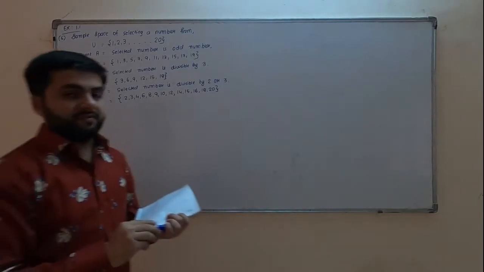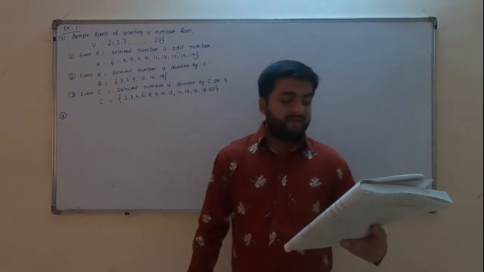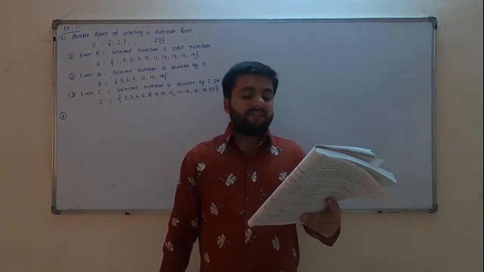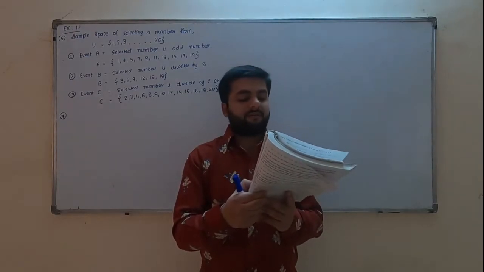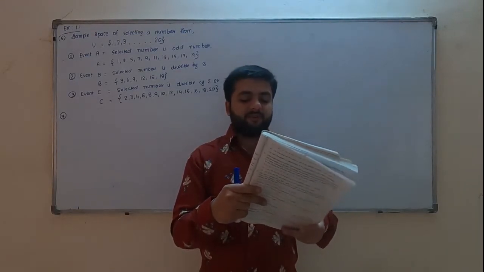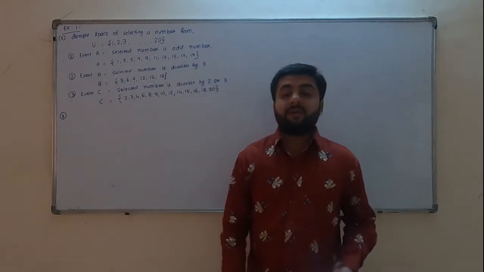Now going for the 7th sum. You just have to show the elements, very easy sums. One family is selected from the families having 2 children. The sex, male or female, of the children of this family is noted. State the sample space of the experiment and write the sets of the following events.